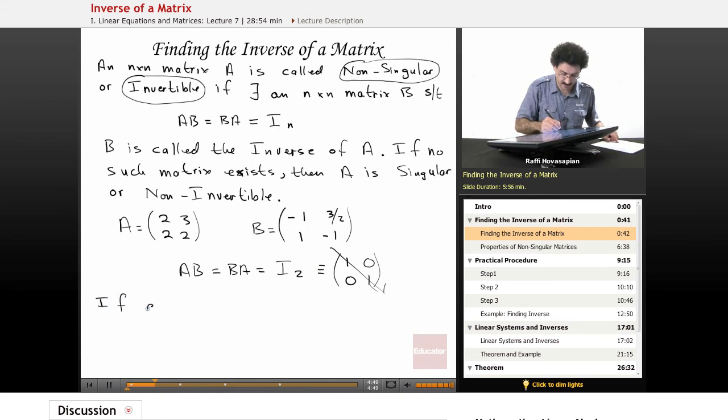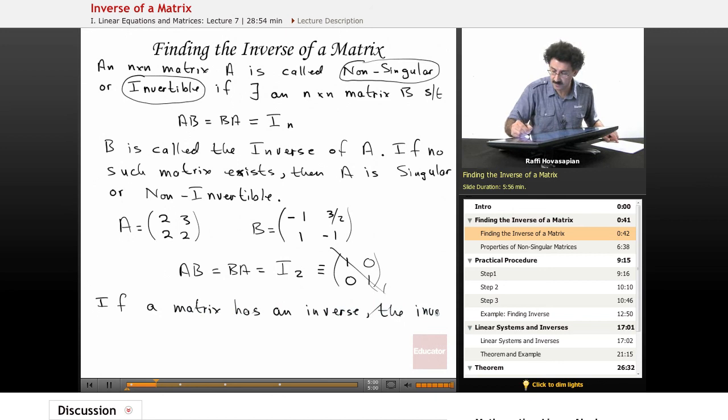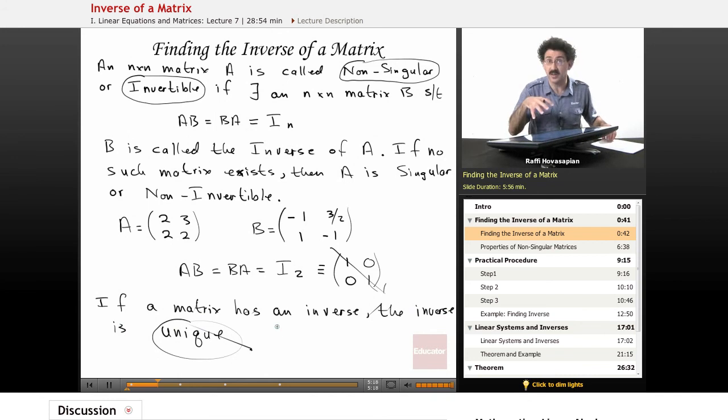If a matrix has an inverse, the inverse is unique. Again, you can't have 2 or 3 or 4 different inverses. You only have one. We won't prove this, but it's actually a rather quick proof, but we won't worry about that. We're concerned with using this idea as opposed to proving it.